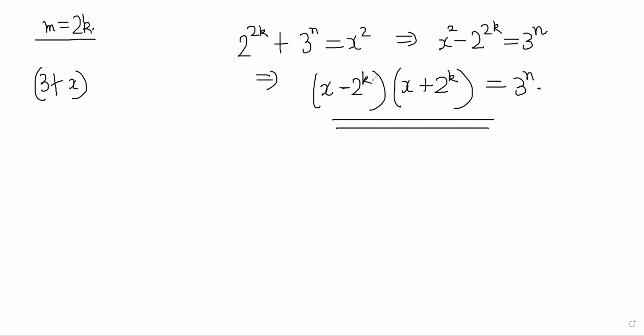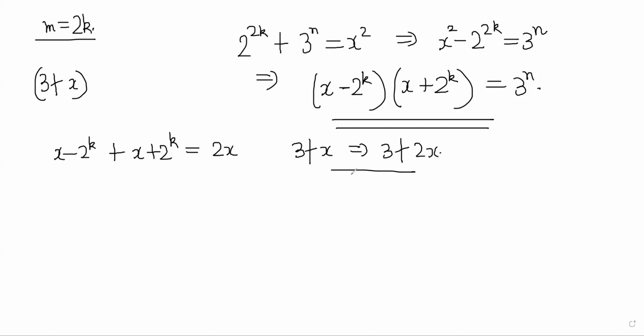So from here, x minus 2 power k and x plus 2 power k is equal to 3 power n. So the sum of these numbers, x minus 2 power k plus x plus 2 power k, is equal to 2x. And since 3 does not divide x, it implies 3 does not divide 2x also. So the sum of these numbers is not divisible by 3, right?